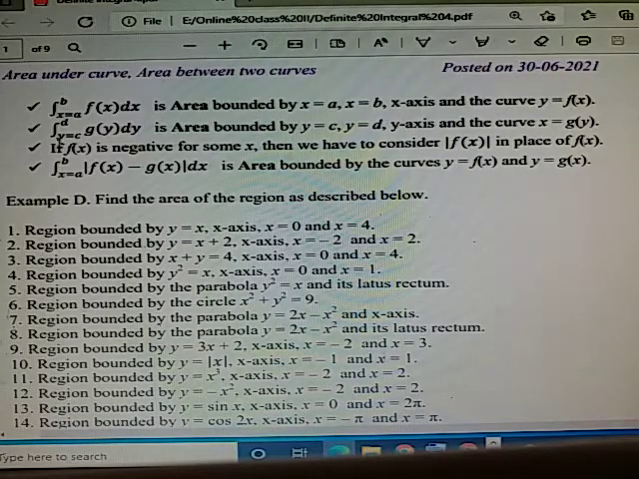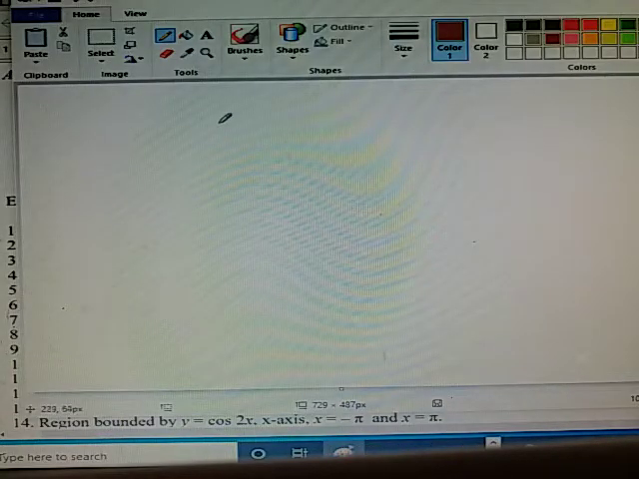And in a similar way, we can express this as integration with respect to y, where y is varying from c to d. So this is the area bounded by y equal to c, y equal to d, the y-axis, and the curve x is equal to g(y). So it is like this.